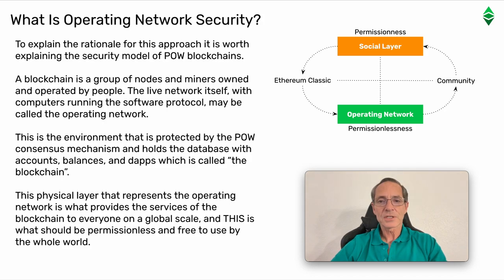What is operating network security? To explain the rationale for this approach, it is worth explaining the security model of proof-of-work blockchains. A blockchain is a group of nodes and miners owned and operated by people. The live network itself, with computers running the software protocol, may be called the operating network. This is the environment that is protected by the proof-of-work consensus mechanism and holds the database with accounts, balances, and dapps, which is called the blockchain. This physical layer that represents the operating network is what provides the services of the blockchain to everyone on a global scale. And this is what should be permissionless and free to use by the whole world.